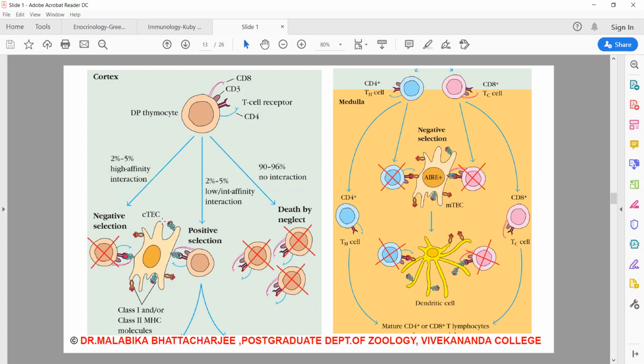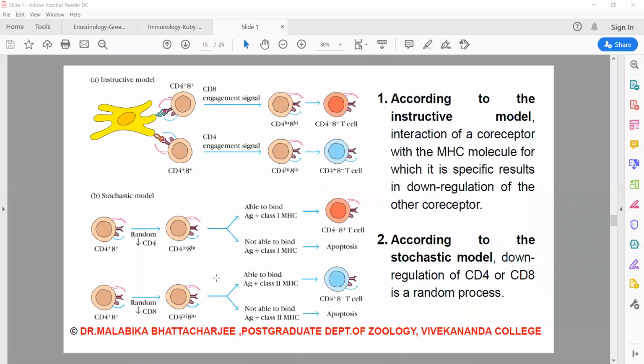Now, regarding this positive selection, as I said, there are three models. So let me explain the selection process by seeing the models. Let's concentrate now on positive selection. How is this selection being done? How is it that among the two lymphocyte co-receptors, one is being selected by an MHC molecule? So let's move into the first model, that is the instructive model.